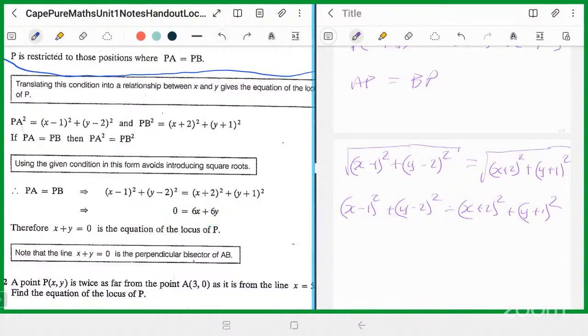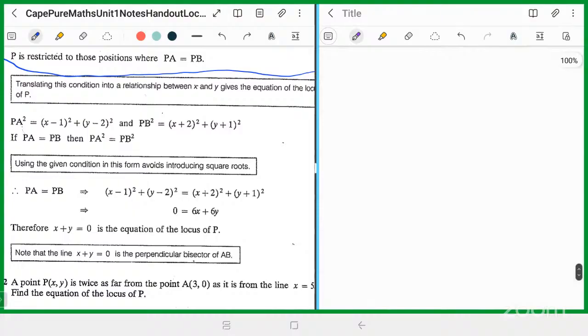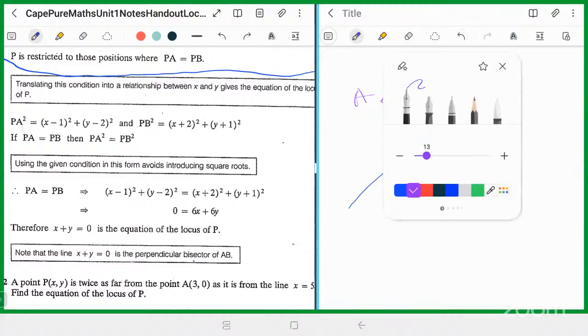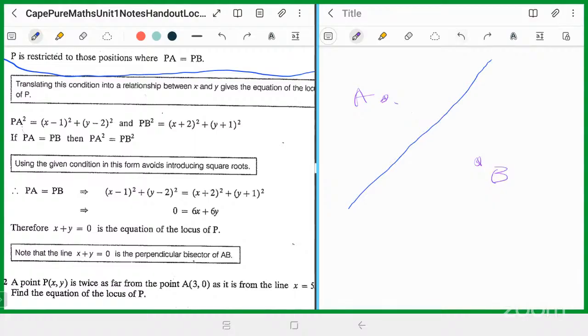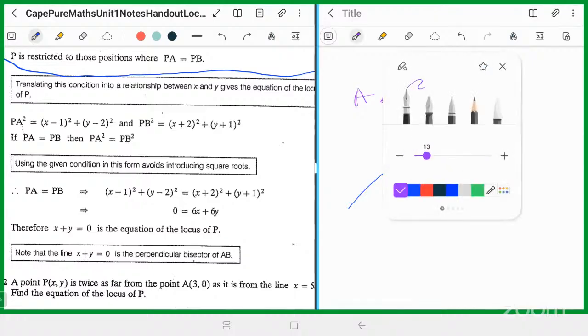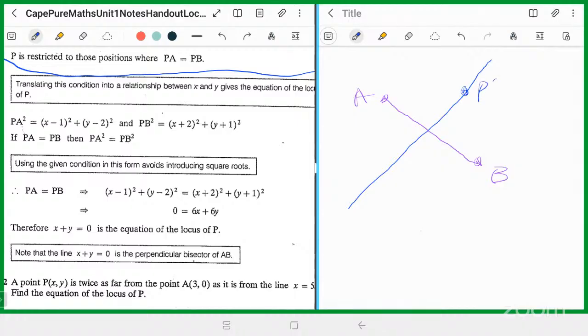But let's see if it makes sense. Because look, if you have 2 points, A and B, and you're moving such that you're the same distance from the 2 points, you must be moving along the perpendicular bisector between the 2 points. So the perpendicular bisector there. You must be moving on the perpendicular bisector between the 2 points. If you're on this blue line, if there's a point P(x, y) on this blue line, then you are the same distance from this as from this at all points.